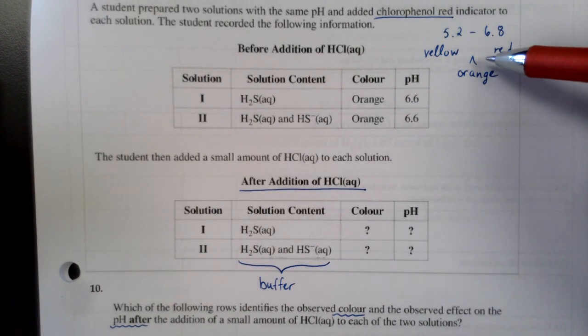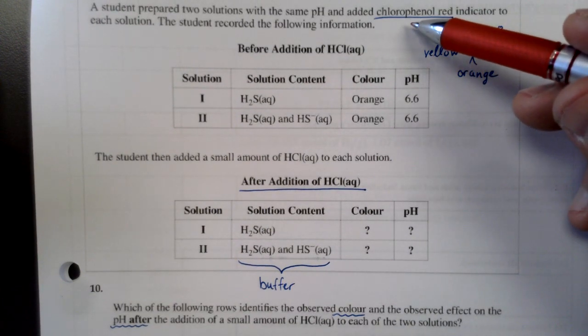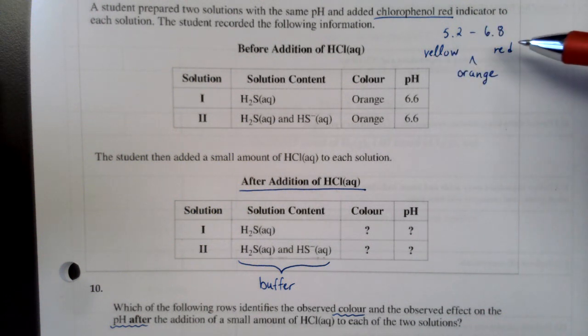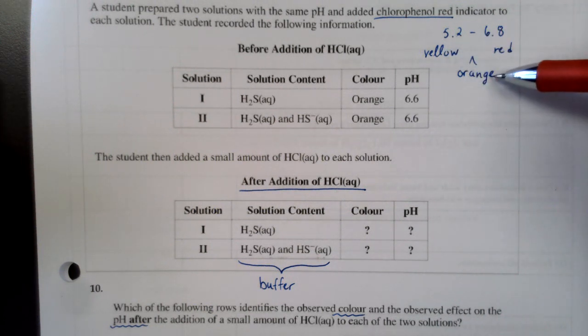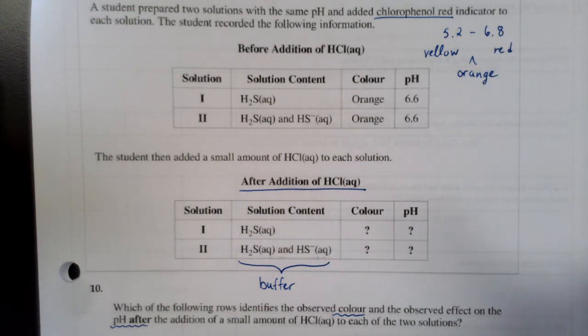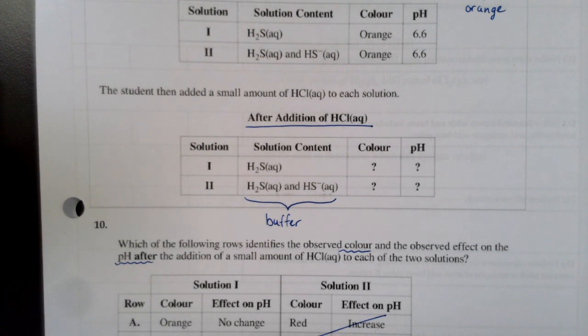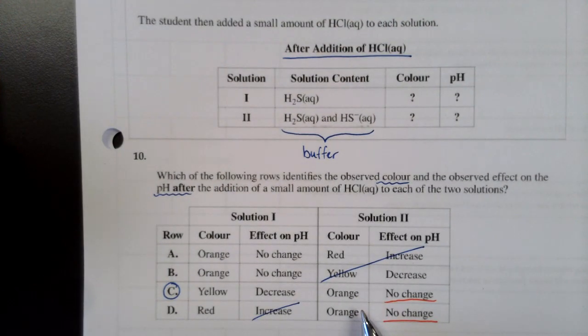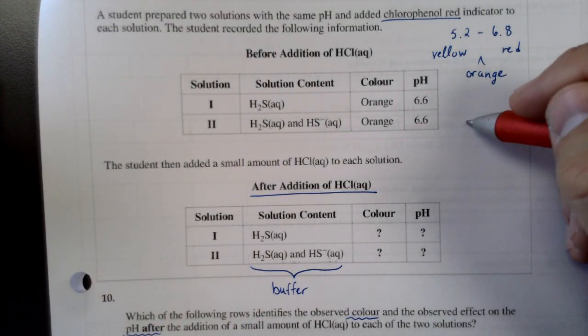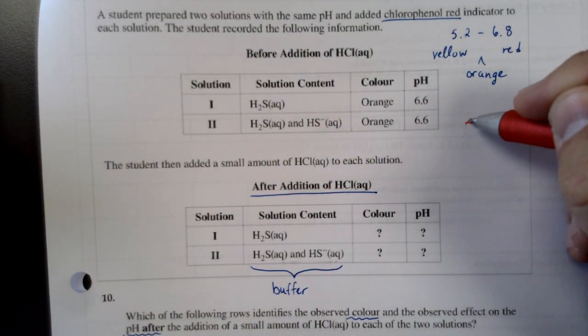Now, because we've chosen chlorophenol red, the range is this. At 5.2 and below, it's yellow. 6.8 and above, it's red. Roy G. Biv, red, orange, yellow. In between, it must be orange. So at 6.6, it would still be orange. And that is what I have here. It stays orange.